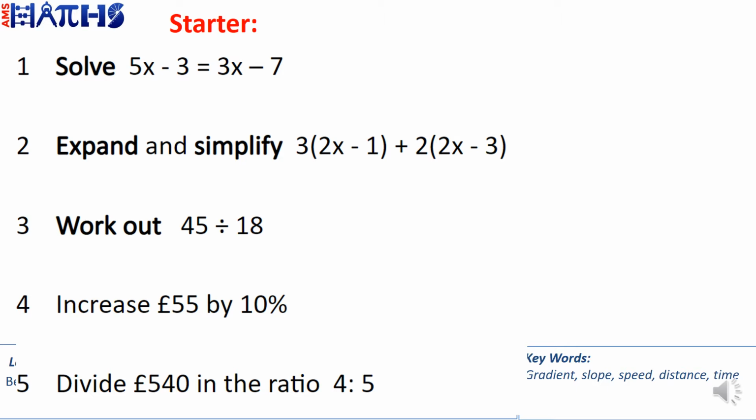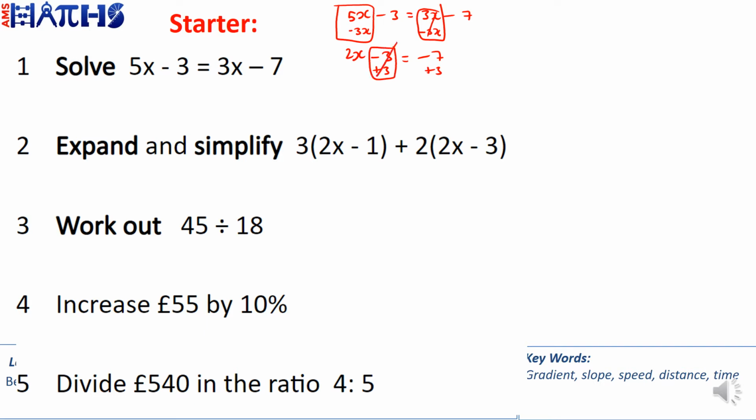Okay, for our first question, we have 5x minus 3 is equal to 3x minus 7. So we're going to subtract 3x from both sides. 5x minus 3x is 2x, and then minus 3. 3x minus 3x is 0, so we're left with minus 7. Next step is to add 3 on both sides.